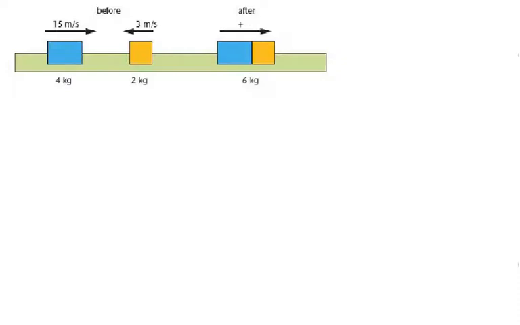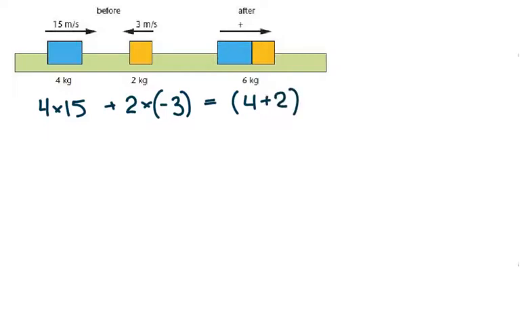So I'm going to do the momentum before. The momentum before is mass times its velocity, plus the momentum before of the second one, mass times its velocity. Every time you see moving in the opposite direction, make sure you plug in a negative number for the velocity because they're not moving in the same direction. And then they stick together, so it's a perfectly inelastic collision. Their masses together give you 6 kilograms because they're stuck together. And I'm looking for their velocity after.